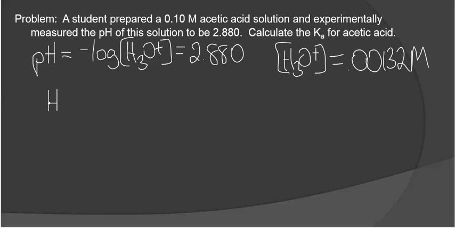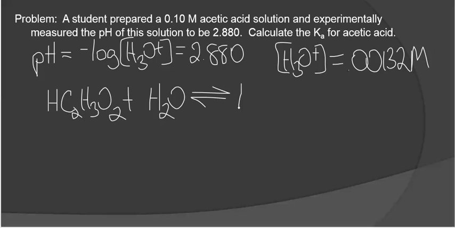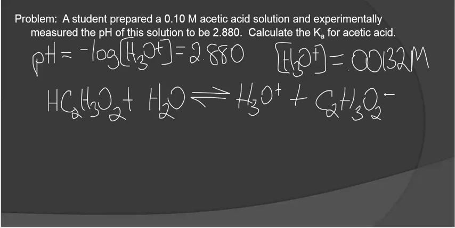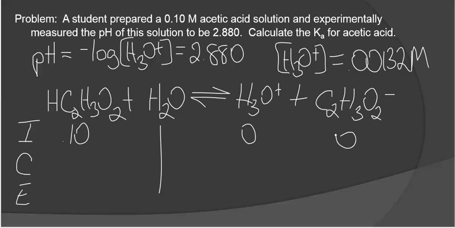Now I need an equation. Acetic acid reacts with water. Acids always produce H3O plus. And acids lose a hydrogen, so we get acetate ion. Then we're going to do ICE box: initial, change, equilibrium. Initially, 0.1 for the acetic acid. Water we don't worry about. Products are 0. I also know at equilibrium, H3O plus is 0.00132.